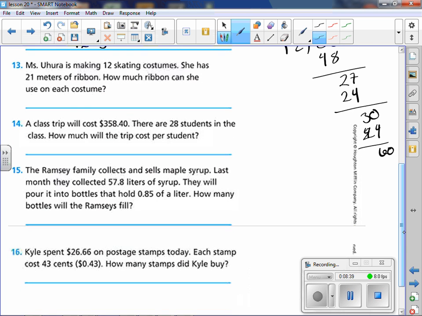All right, if you want to challenge yourself and do some of the others, pause the video if you feel like you need a little bit more practice and come back and you can check your answers. All right, welcome back. I'm just going to go through the answers here. This would be 1 and 75 meters. Okay, down here, $12.80. Okay, 68 bottles. And this last one is 62 stamps.